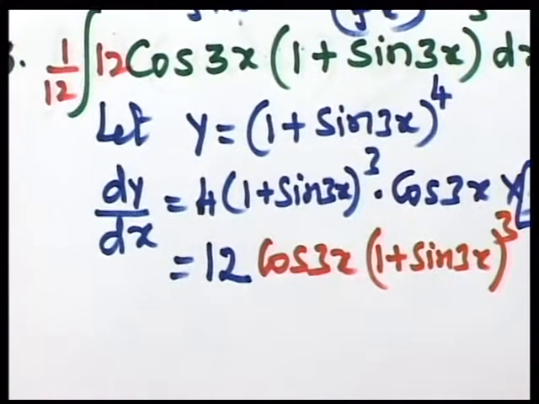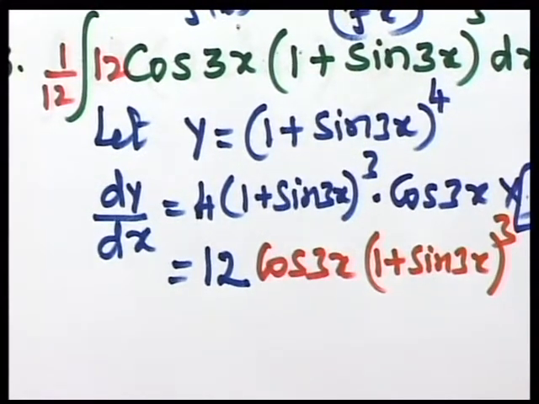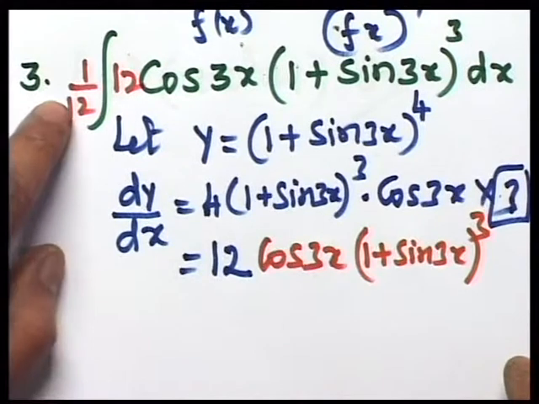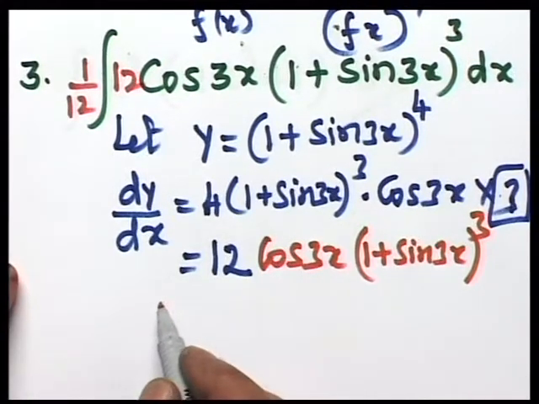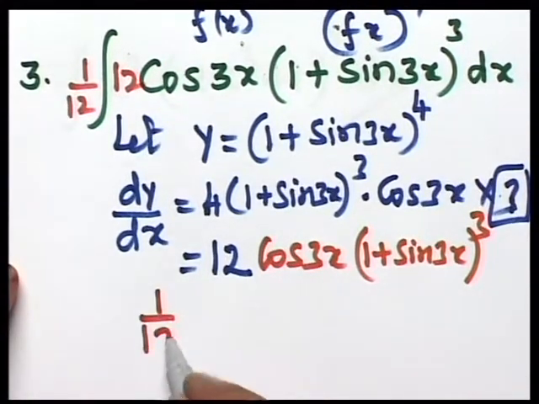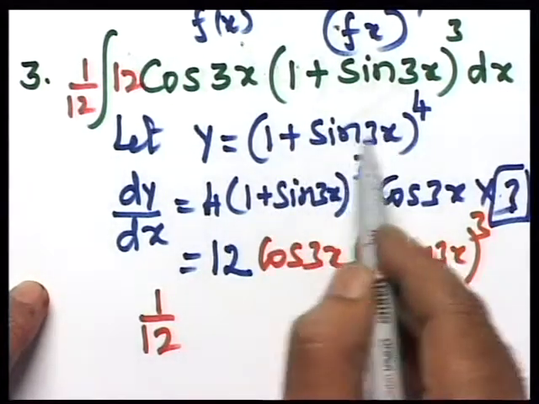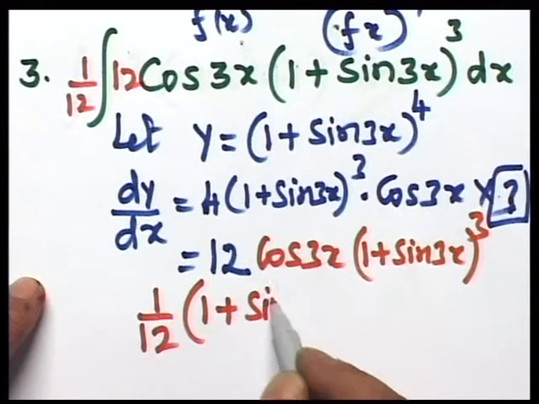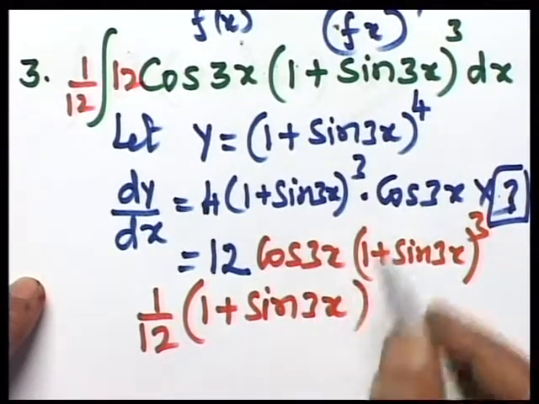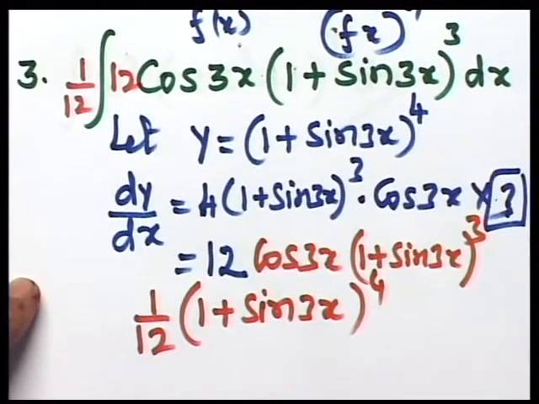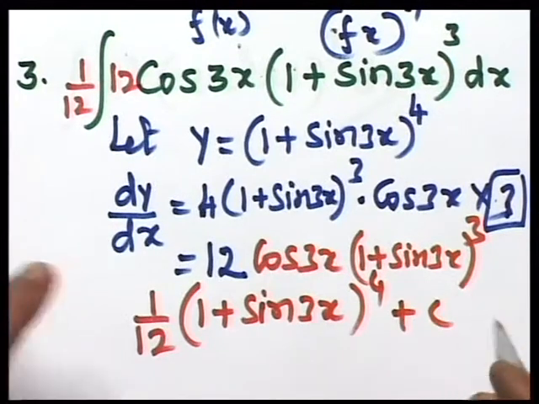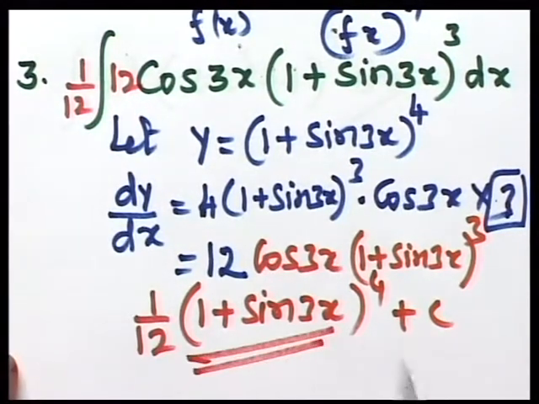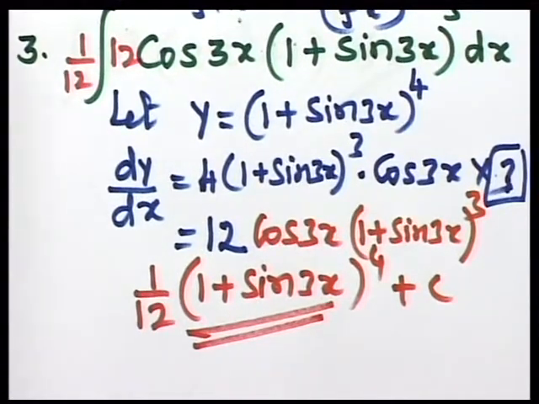Okay, so what's the answer? The answer is now, the 1 over 12 comes back, right? The answer is 1 over 12 and the guessed part, which is inside the bracket, 1 plus sine 3x to the power 4. That's what we guessed to get the answer, right? So that's how you do these sums. Maybe we take one more question now.